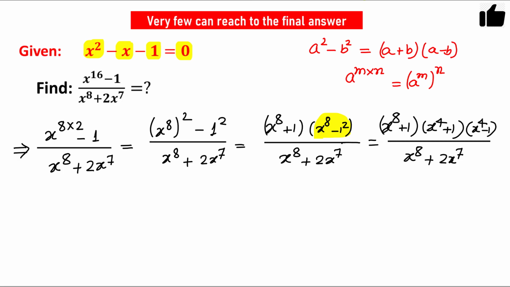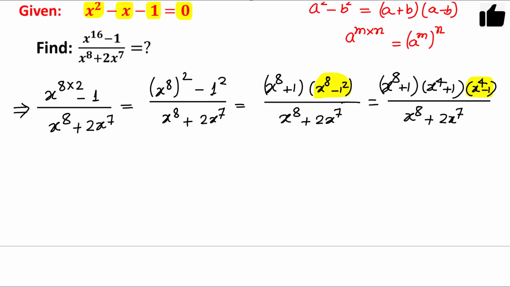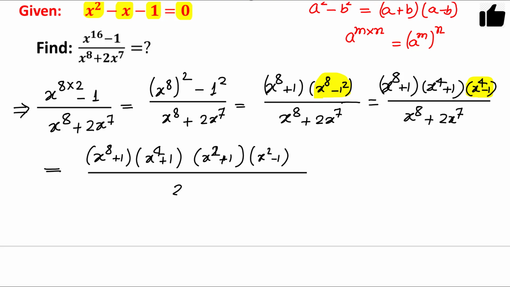Now see, this term can further be broken, because this is again x square minus, basically the formula a square minus b square. So if you further rewrite this expression, the whole expression becomes like this. So x raised to the power 8 plus 1, and then x raised to the power 4 plus 1, and this becomes x square plus 1 into x square minus 1, and this divided by this term, x raised to the power 8 plus 2x raised to the power 7.